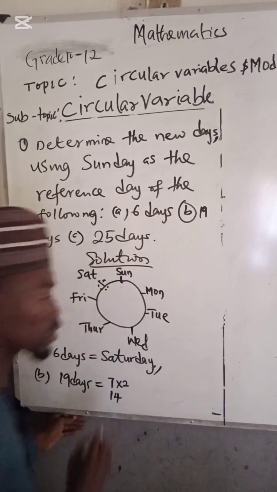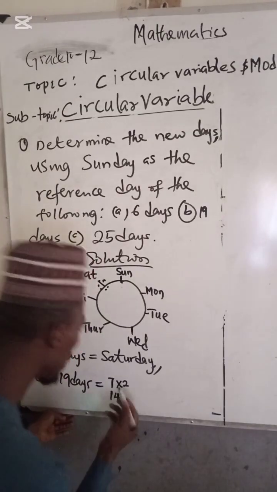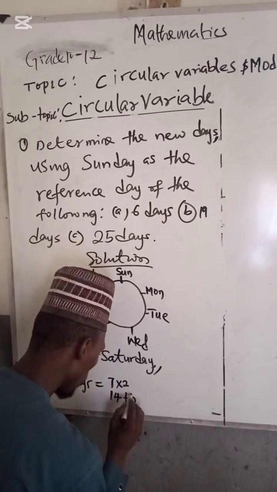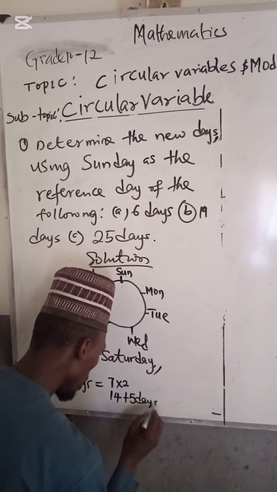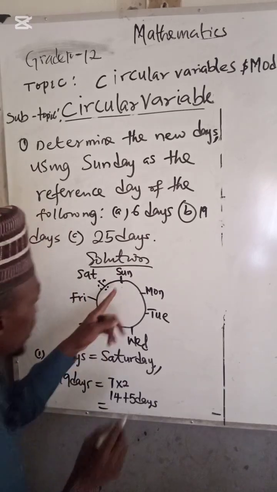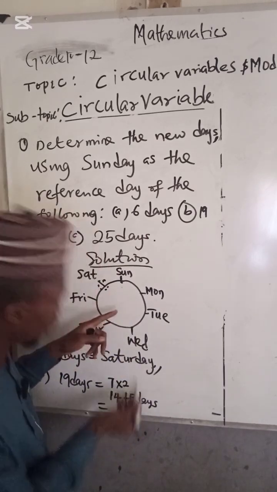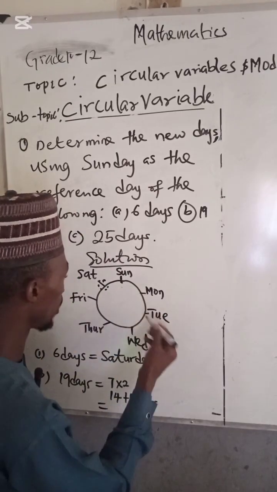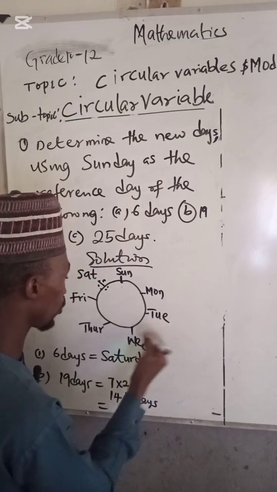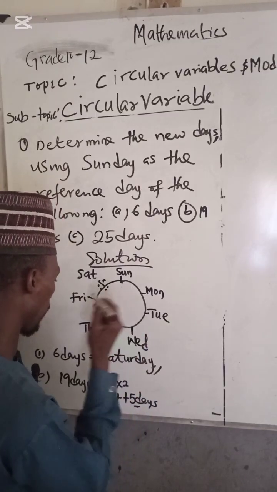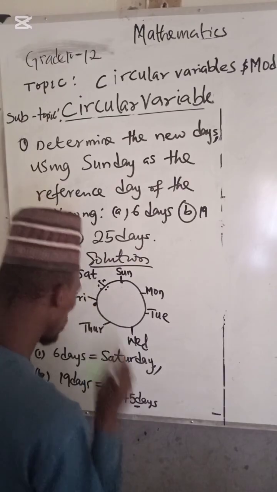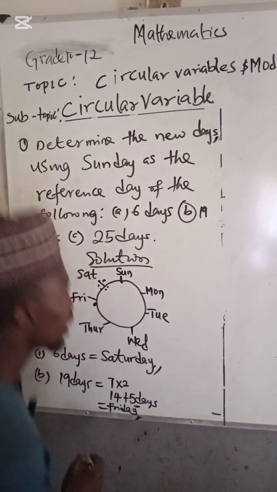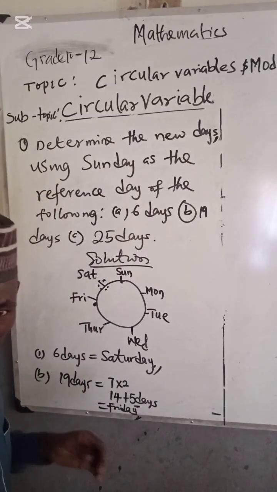So you are having 14 plus how many days now? Remaining, if you take 14 from 19, you have 5. 14 plus 5 days. So this value plus 5 days means you now come to Sunday and count an additional 5 days: 1, 2, 3, 4, 5. So it falls on Friday. Are we making sense, please? Are we getting the point?